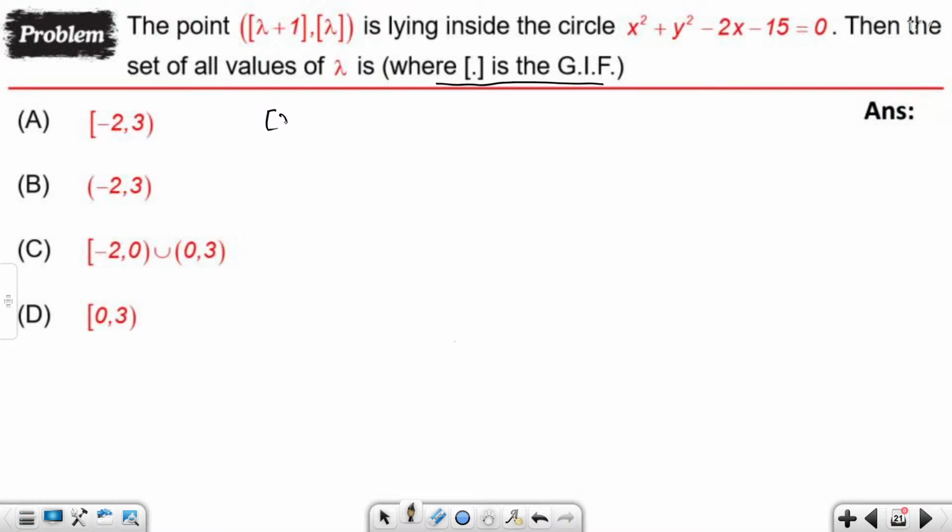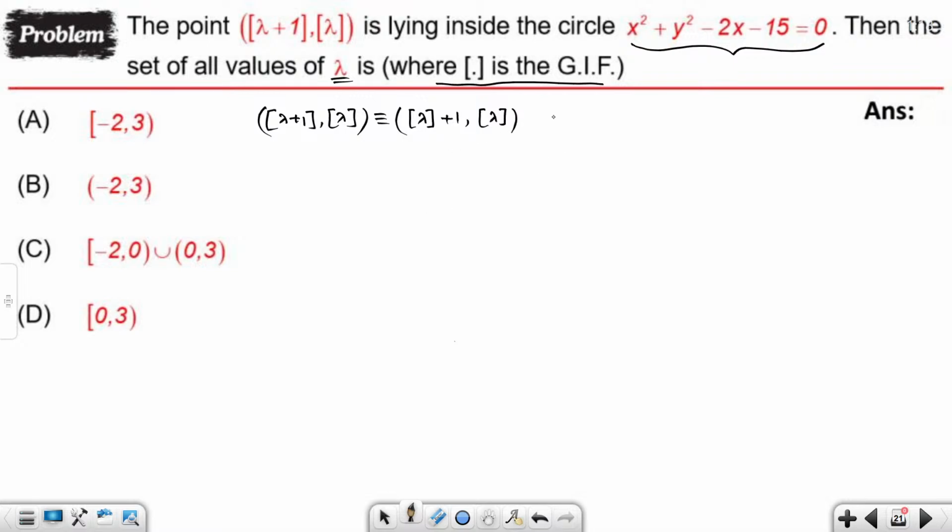So box of lambda plus 1, box of lambda. This point is lying inside this circle. Then find the set of all values of lambda. Now, the point which is given to us can also be written as lambda, box of lambda, or greatest integer function lambda plus 1, comma, greatest integer function lambda.